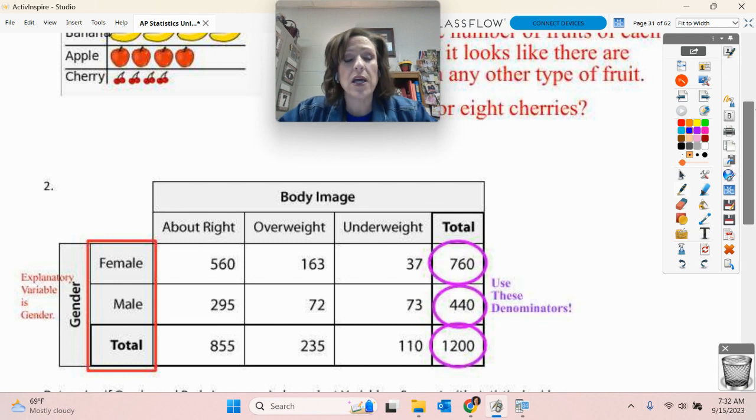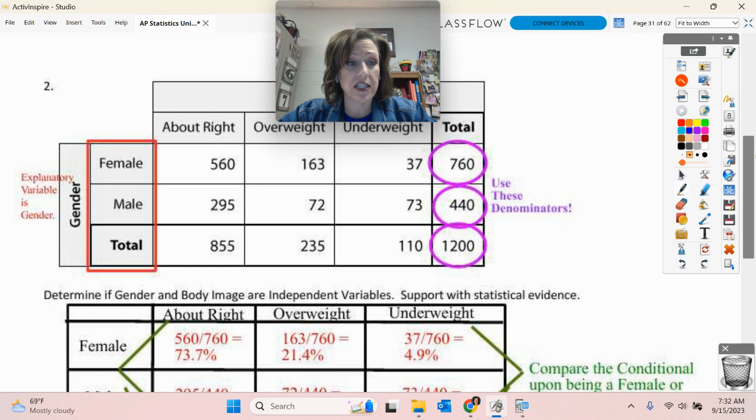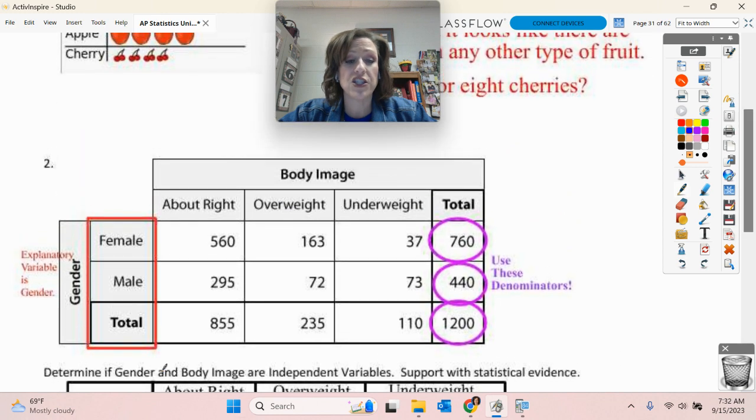Okay, so first, the two variables that we have are body image and gender. And so the question is asking you to determine if gender and body image are independent variables. So again, if they're independent, there's no association between them, no relationship. The fact that you are one thing does not change the rate if they are independent. So those percentages have to be exactly the same or within 1 percentage point.